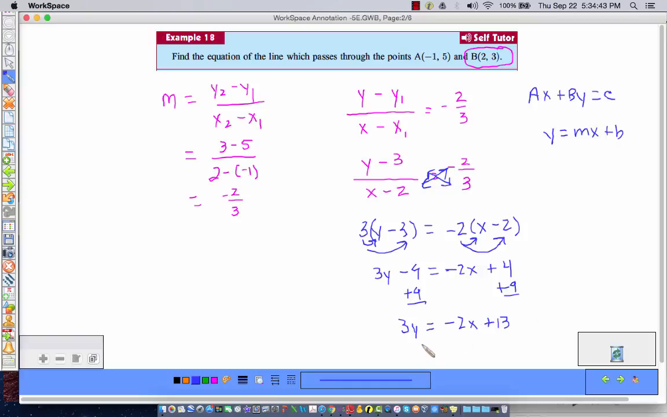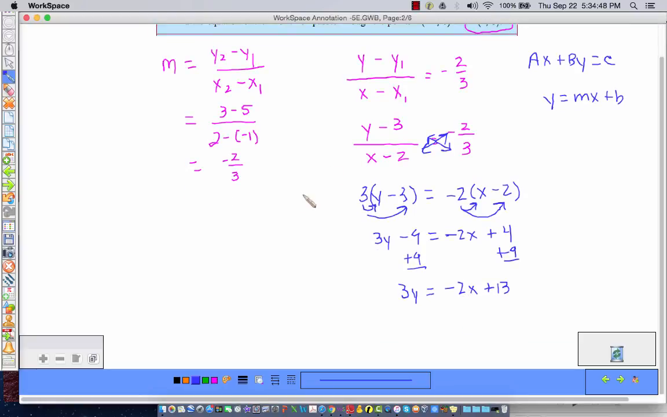And then if I divide both sides by 3, so that means everything is divided by 3, I get y equals negative 2/3 x, and I'll just leave it as plus 13/3.